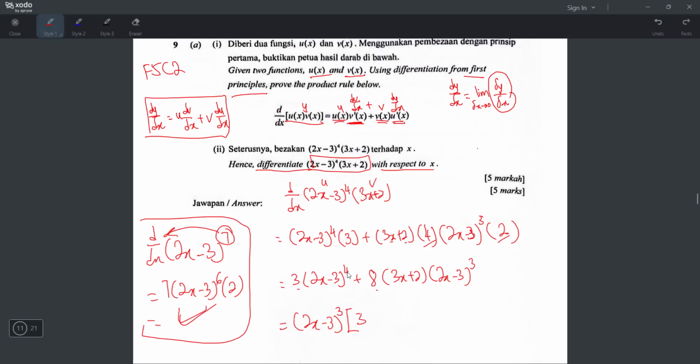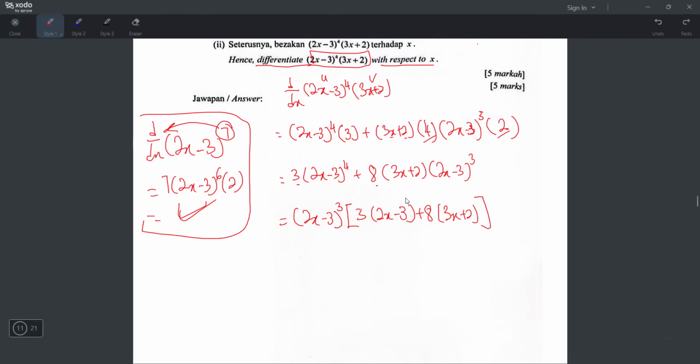(2x minus 3) power 4, I already took out (2x minus 3) power 3. So what is power 4 divided by power 3? Power 1. So you are left with (2x minus 3) power 1, but the power 1 no need to write. Plus the 8, I didn't take out any number here, so the 8 has to be still inside. 3x plus 2 also, I never took it out, so it's still inside. (2x minus 3) power 3, I took out (2x minus 3) power 3, so nothing left. So just close the bracket.